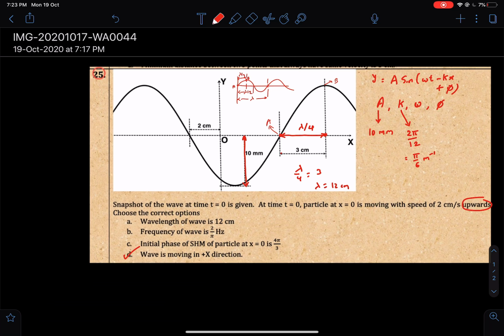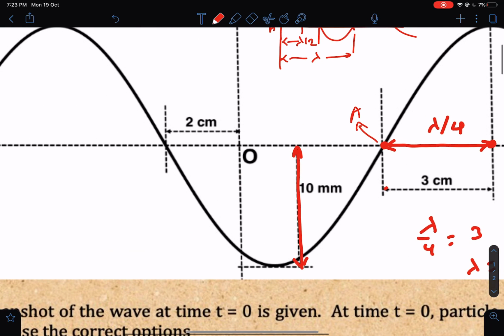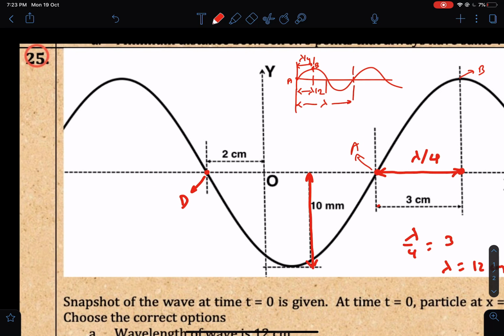Now, the particle's speed is given for the particle at x equal to 0. Let's talk about this particle, because there is some information given regarding it. Let's call this particle D. Now let's try to understand the phase of oscillation of this particle. If we shift this wave towards right a little bit, then we can see that this particle D is going up. So particle D is at its mean position and it's going up.